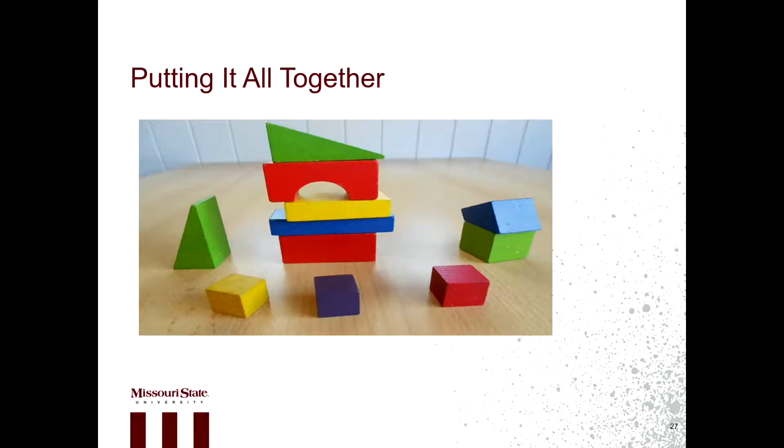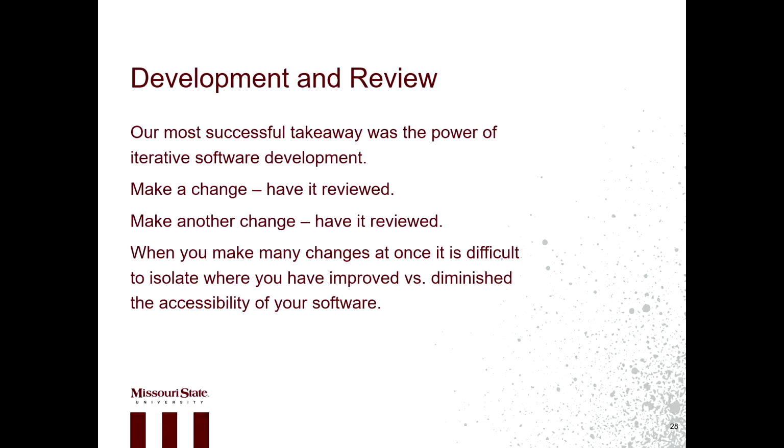So putting it all together, one of our most important things was iterative software development. I don't know how many of you like to use the word agile. You think of that as an idea. Iterative software development, you make a change, you see if it works, you go back and make another change, you see if it works. Try making usability changes 12 at a time.